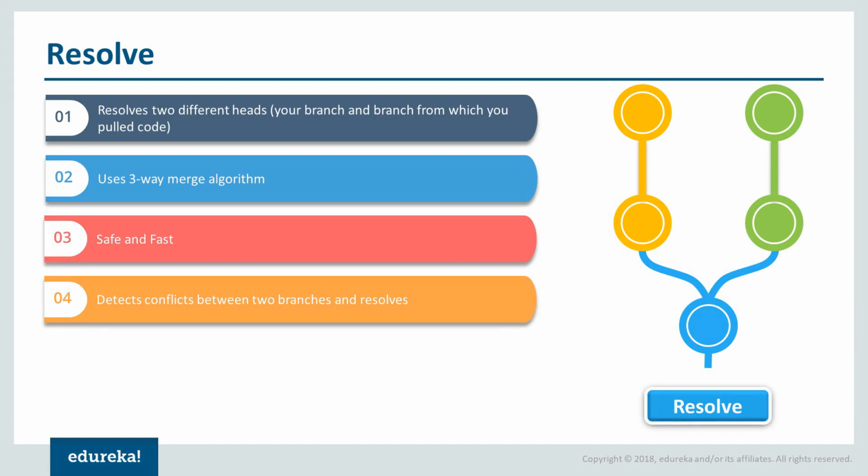So first one, let's discuss the resolve. Resolve strategy resolves the two different heads, that is the branch and the branch from which you pulled the code. It uses a three-way merge algorithm. Since Git uses a three-way merge algorithm, this is safe and fast, and it detects the conflicts between two branches and resolves them. This is why it is called resolve. But there are two heads involved: one, your branch, and the branch from which you pulled the code.